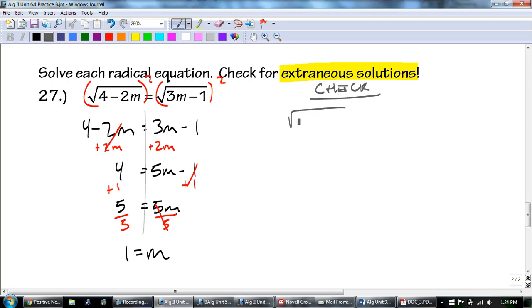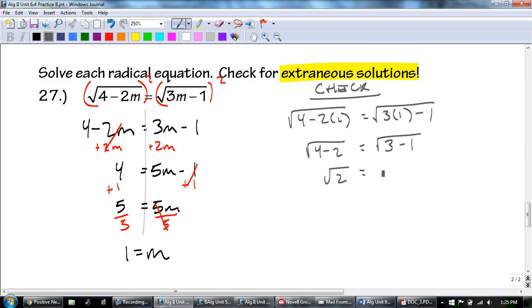So I come over here and do 4 minus 2 times 1, 3 times 1 minus 1. Okay, the left side, 2 times 1 is 2, and 4 minus 2 is 2. On the right side, 3 times 1 is 3. 3 minus 1 is 2. The square root of 2 does equal the square root of 2. So then I know that my final answer is m equals 1.